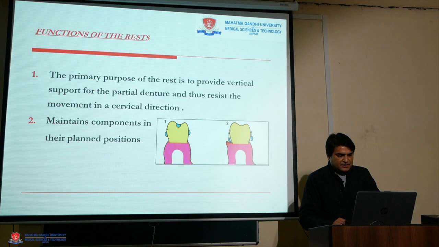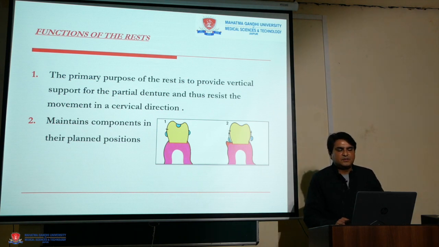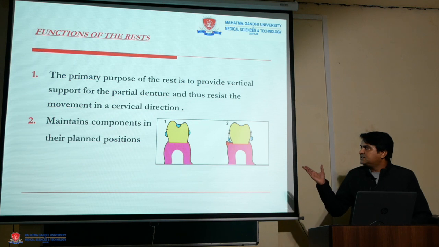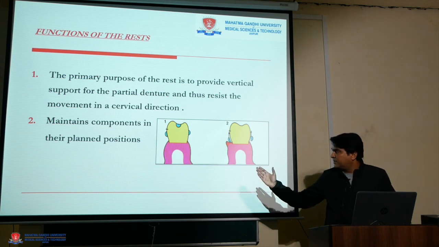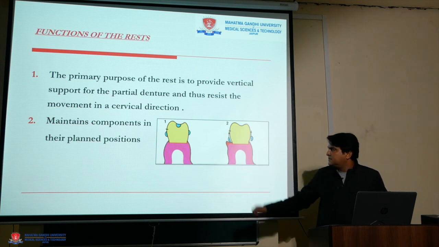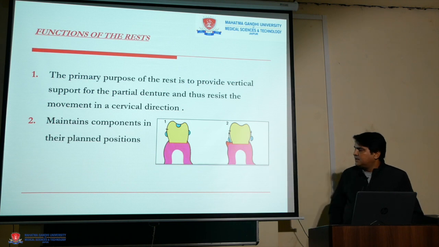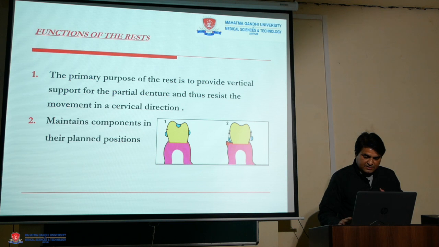So there are primary functions of the rest. The primary purpose of the rest is to provide vertical support for the partial denture and thus resist the movement in the cervical direction, which can be seen in this diagram. In figure 1, the rest is there so that the other component cannot displace in the cervical direction, thereby impinging on the gingiva, and it also maintains the components in their planned position.